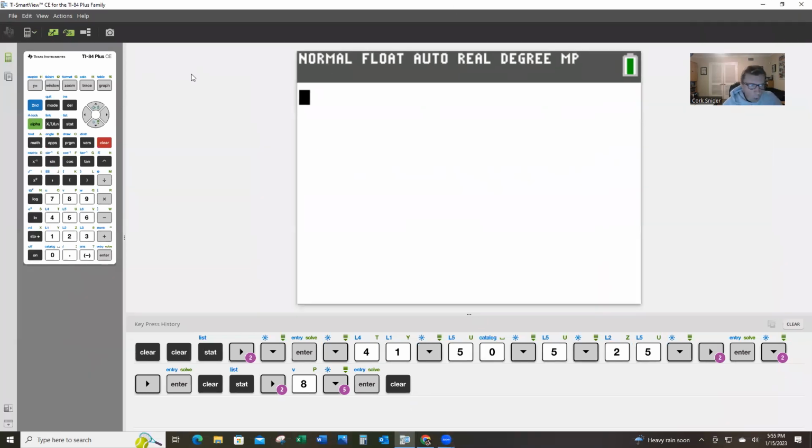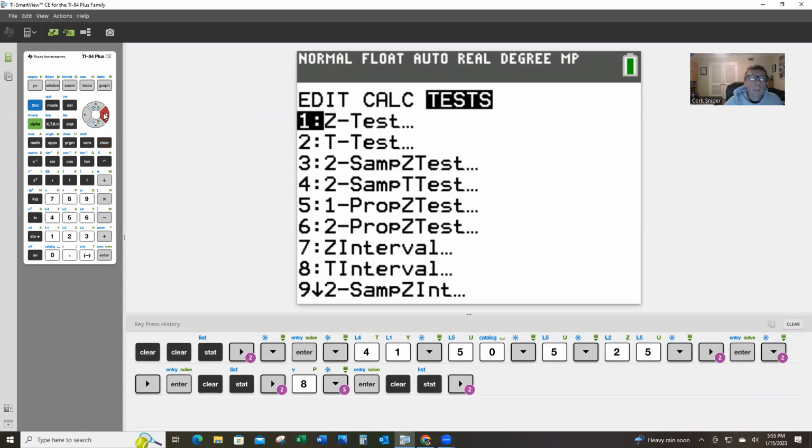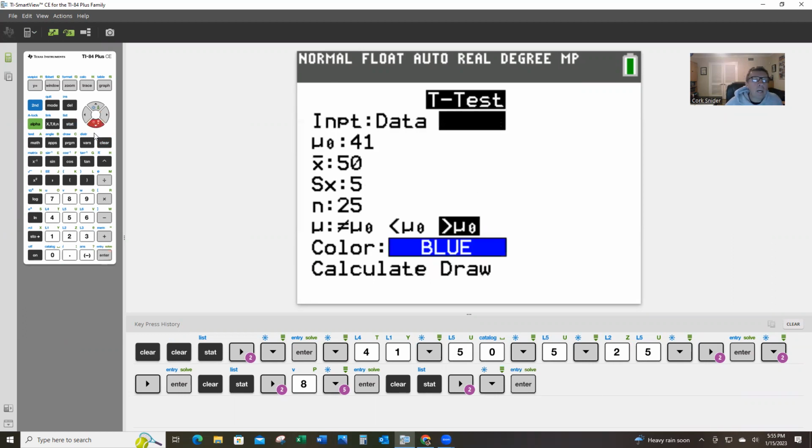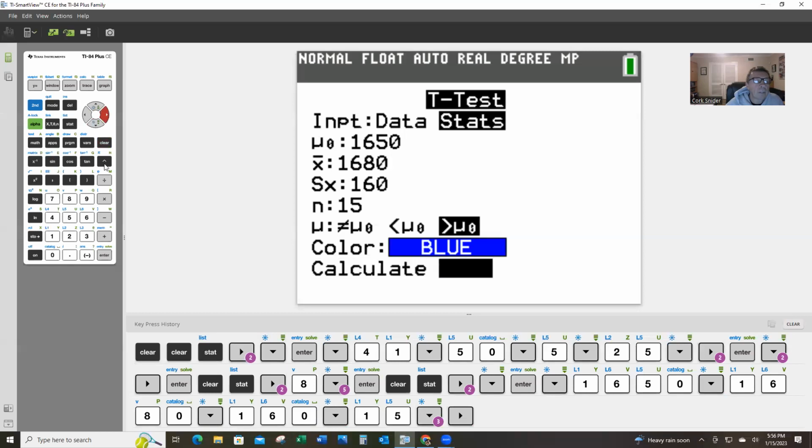Okay, so we're going to go to STAT, go to TESTS, and go to T-Test. Got to memorize this data here. I believe mu was 1650, and x-bar was 1680. n was the sample of 15 kids. Standard deviation was 160. And greater than, we're looking for a one-sided kind of deal here. So let's go to Draw.